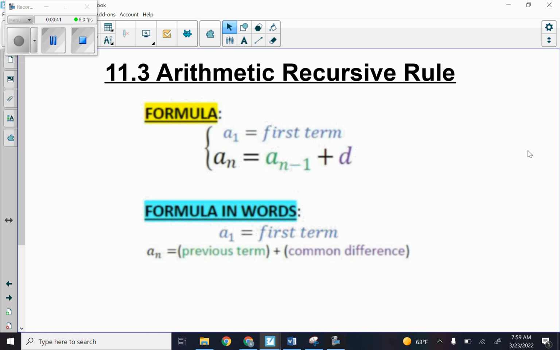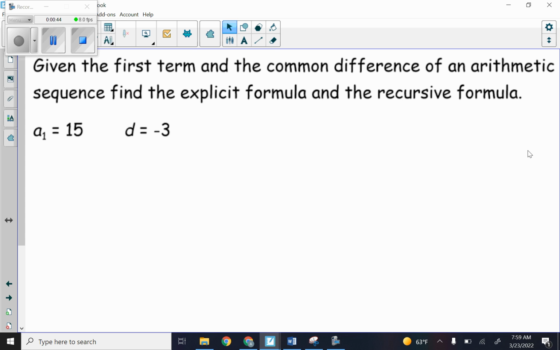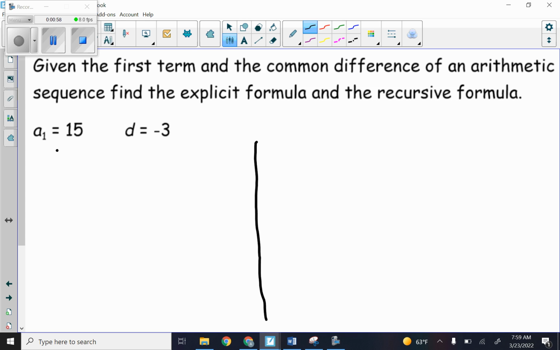Given the first term and the common difference of an arithmetic sequence, find the explicit formula and the recursive rule. So we're going to start with our explicit, which we've learned already. Remember that is a sub n equals a sub 1 plus d times n minus 1.